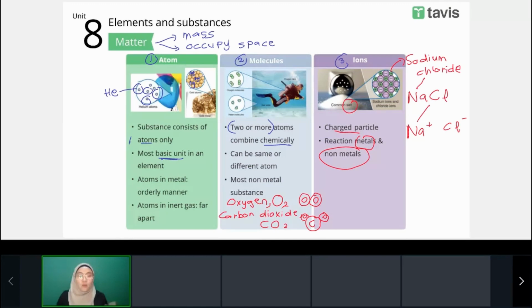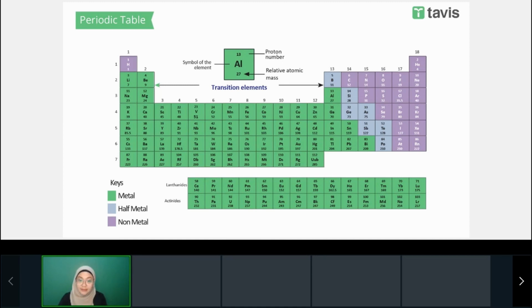Okay, so what is matter? Matter is a particle that has mass and occupies space. We divide matter into three. Matter may consist of atom, molecule, or ion. An atom only consists of one type of atom inside. A molecule consists of more than one atom, which can be the same or different. And an ion consists of charged particles. We are done with matter.